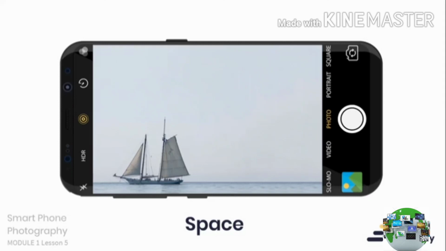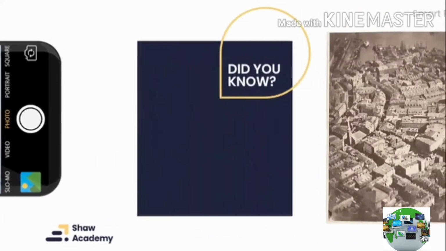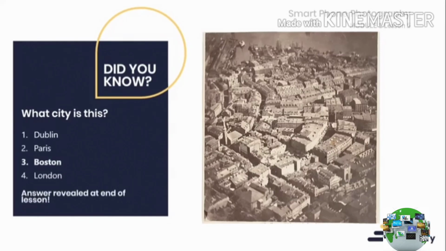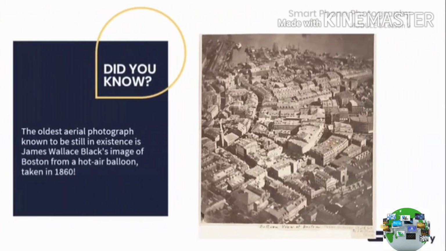Now, a lot to cover in that lesson, but don't forget we had our Did You Know earlier on, and I asked you, what city is this? Is it Dublin? Is it Paris? Is it Boston? Or is it London? You can see it's already highlighted here. It's Boston. So Boston is where this photograph was taken, number 3, and it's the oldest aerial photograph known to be in existence.